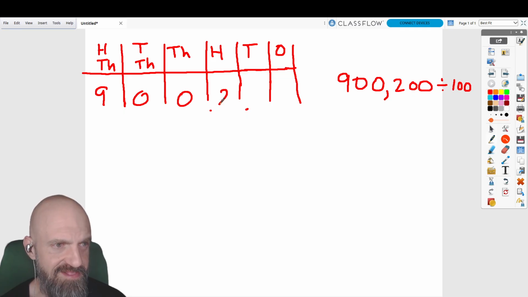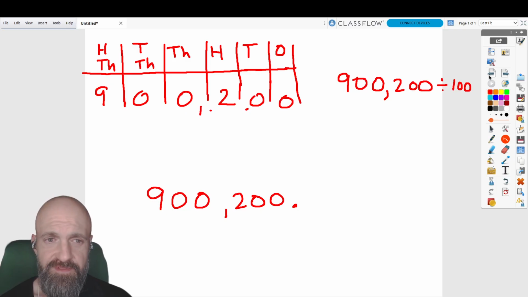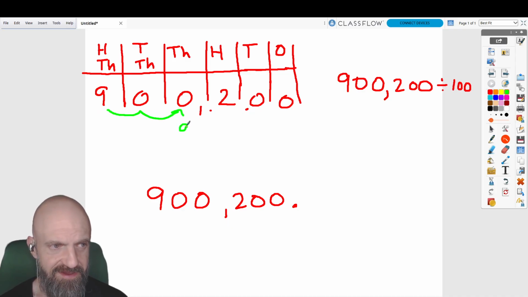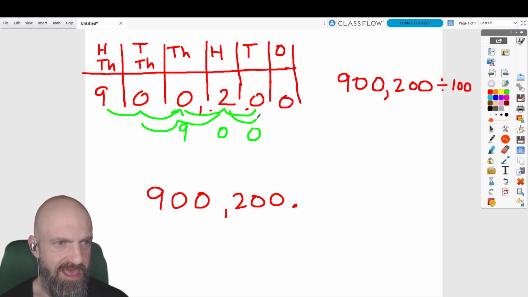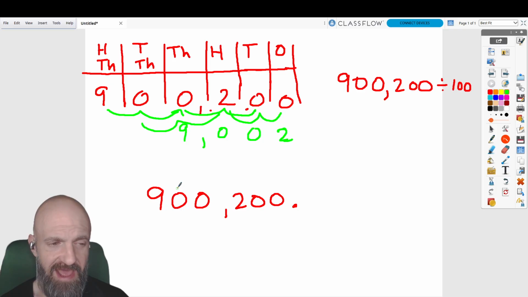So here's the 900,200 on the chart. And here it is without the chart. And there's your decimal. So dividing by 100, 2 jumps, because 10 times 10 is 100. So if I were to use the chart, I would say 1, 2, my 9 is there. 1, 2, my 0 is there. 1, 2, my other 0 is there. And 1, 2, my 2 is there. I don't have any zeros, or I have zeros and they don't really matter. So there would be my answer, 9,002.